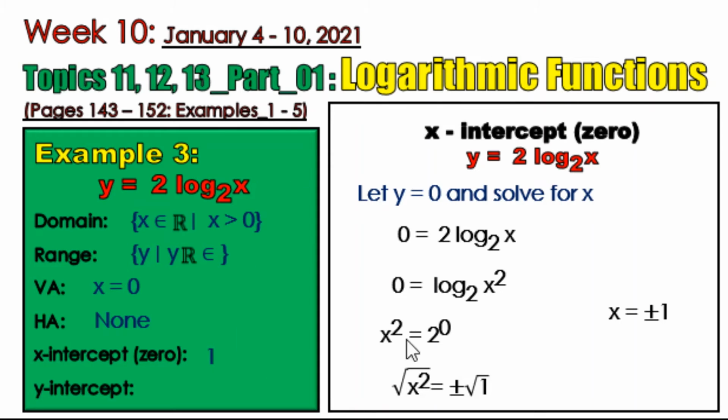But remember in our previous discussion that your x here is always positive. It could never be negative. So therefore, we can never have negative 1. So the value of your x is only positive 1, and this x is our x-intercept, or zero. And for sure, your graph will be intersecting your x-axis at point 1, 0. Okay, so that is how we get the value of your x-intercept algebraically.